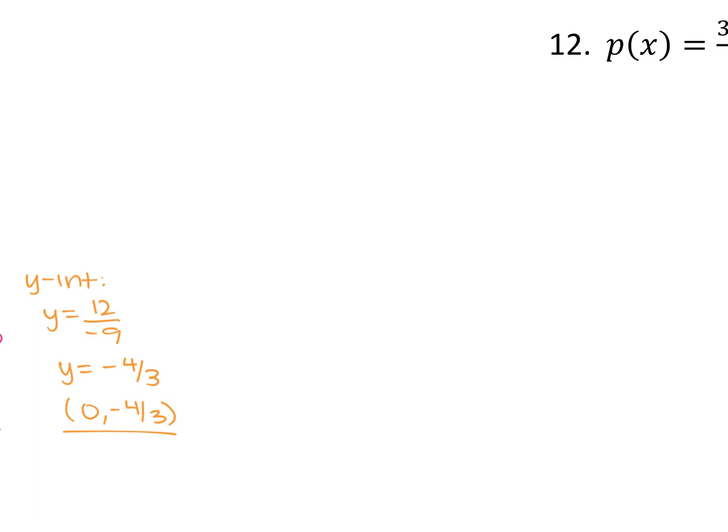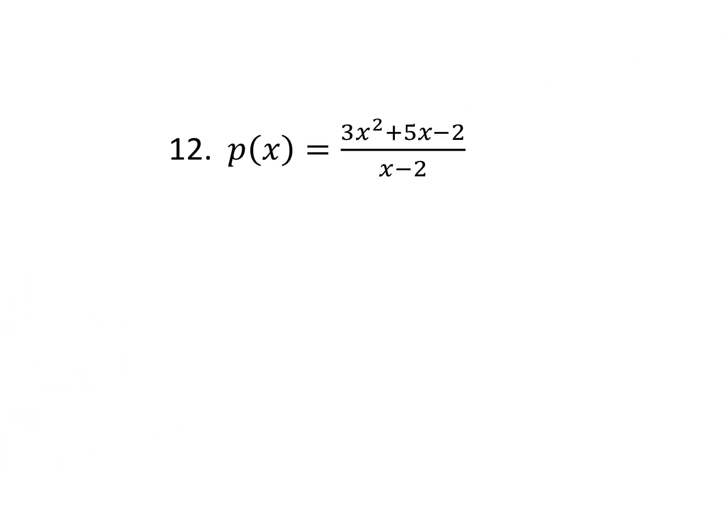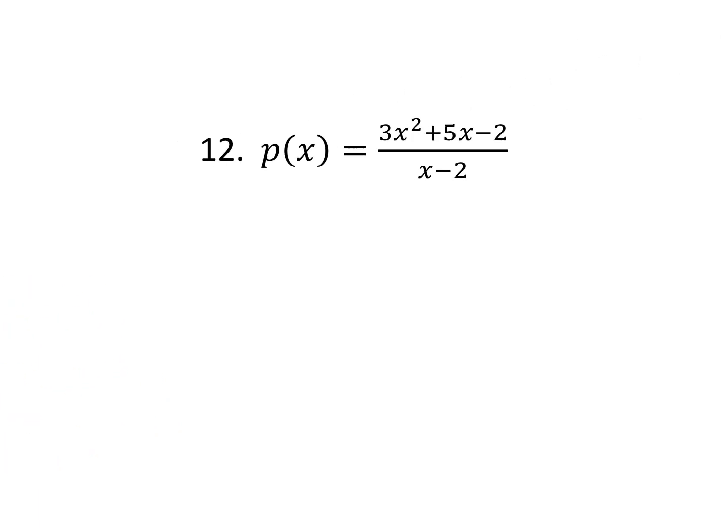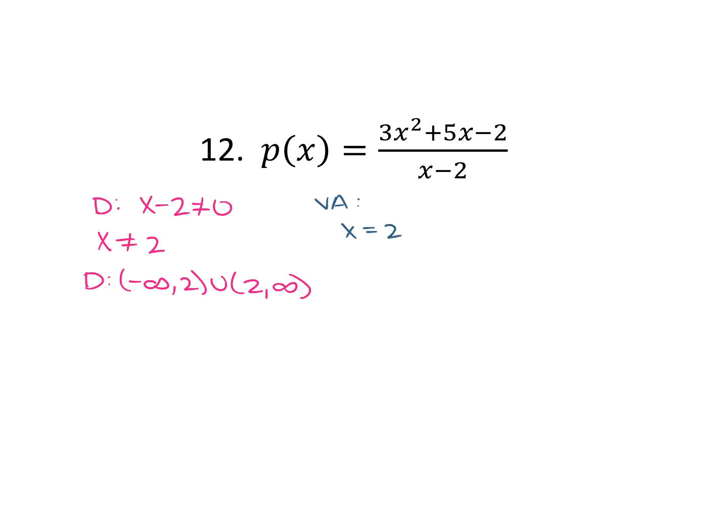For your last one, number 12, you have p of x is equal to 3x squared plus 5x minus 2 over x minus 2. For your domain, your x minus 2 is not equal to 0. X cannot equal 2, so that means you're going from -infinity to 2 with a union from 2 to infinity. Your vertical asymptote is just x is equal to 2. You get that from your domain. Your horizontal asymptote, you have a degree of 2 on the top, so numerator degree is 2, denominator's degree is 1. 2 is greater than 1, so that is none.